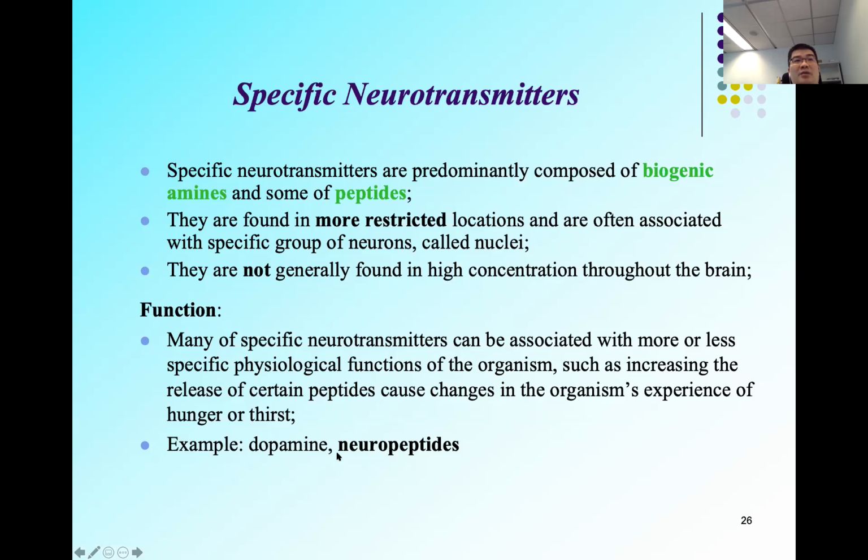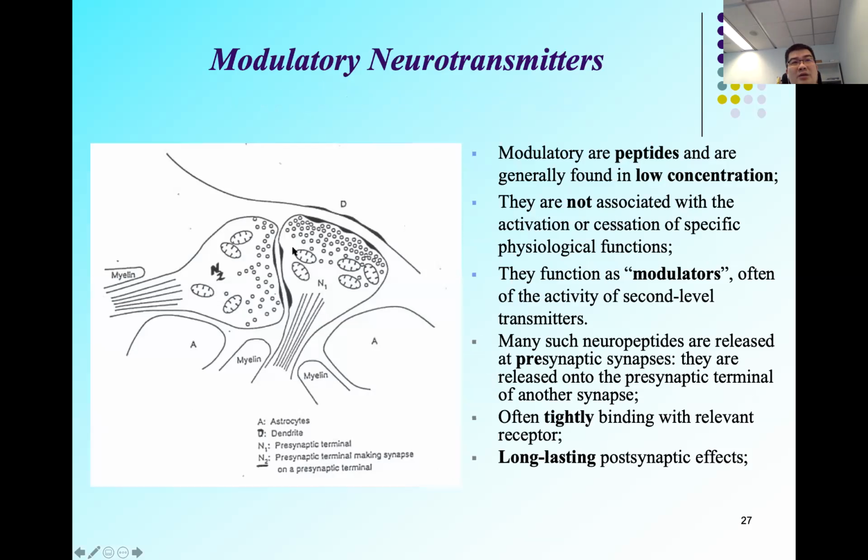Modulator neurotransmitter. We mentioned the axon to axon synapse. This is one example in which this axon terminal can affect another. We'll talk about biogenic amines, a group of amines that have effects on neurotransmission in the nervous system, when the time comes. So here is the modulator axon. Usually some of those are peptides. They modulate the effect of the other neurotransmitter. This is a good example: this neurotransmitter can affect the release of neurotransmitter in this terminal.